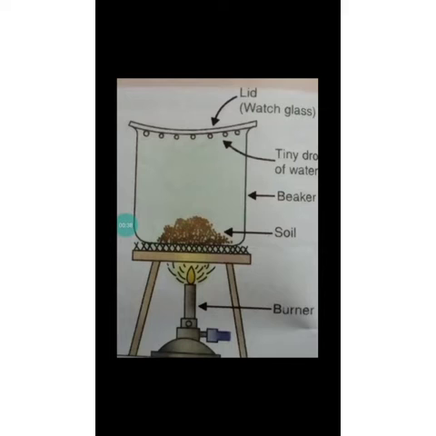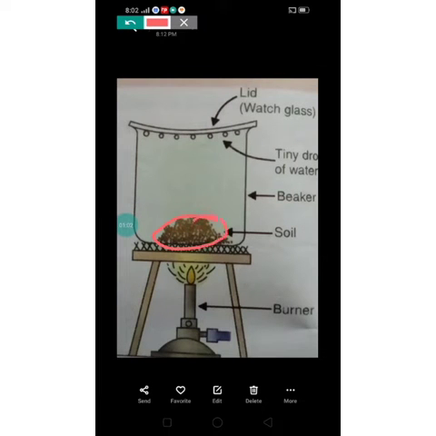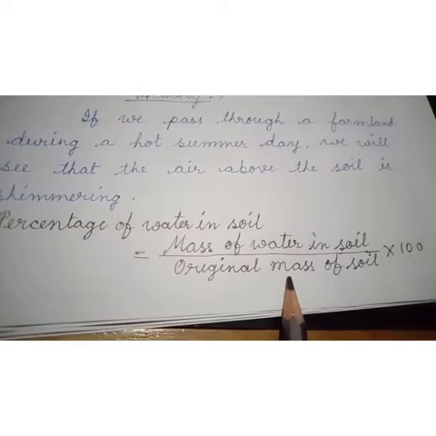When soil is heated, then water present in it evaporates, forming hot water vapor, which gets cooled and condenses on the cold inner surface of the lid to form drops of liquid water. From this activity, we can understand that the soil which we have taken in the beaker contains some water in it, which got evaporated and then condenses to form droplets of water.